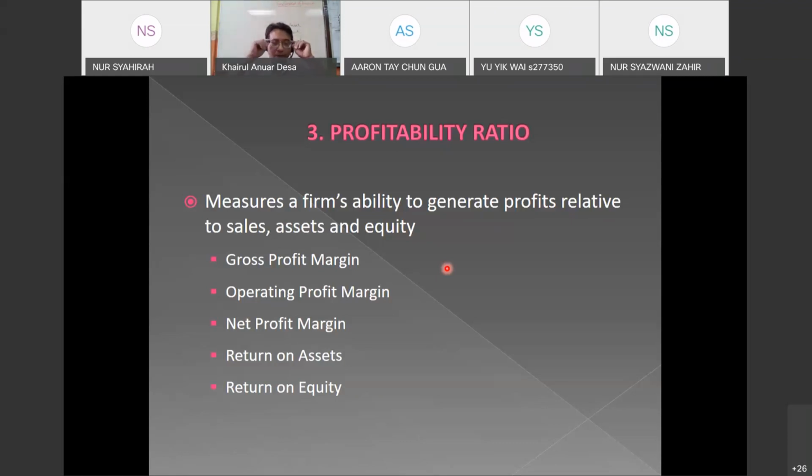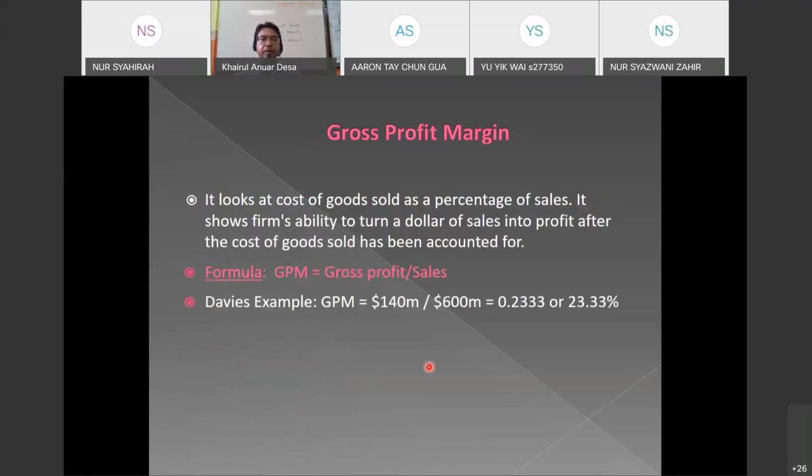Number 1 is the gross profit. Number 2 is operating profit, net profit margin, return on asset, and return on the equity. Okay, what is the gross profit margin? Gross profit margin, when we look at the cost of goods sold as a percentage of sales, it shows the firm ability to turn $1 of sale into profit after the cost of goods sold has been accounted for. The formula is gross profit margin, gross profit over sale.